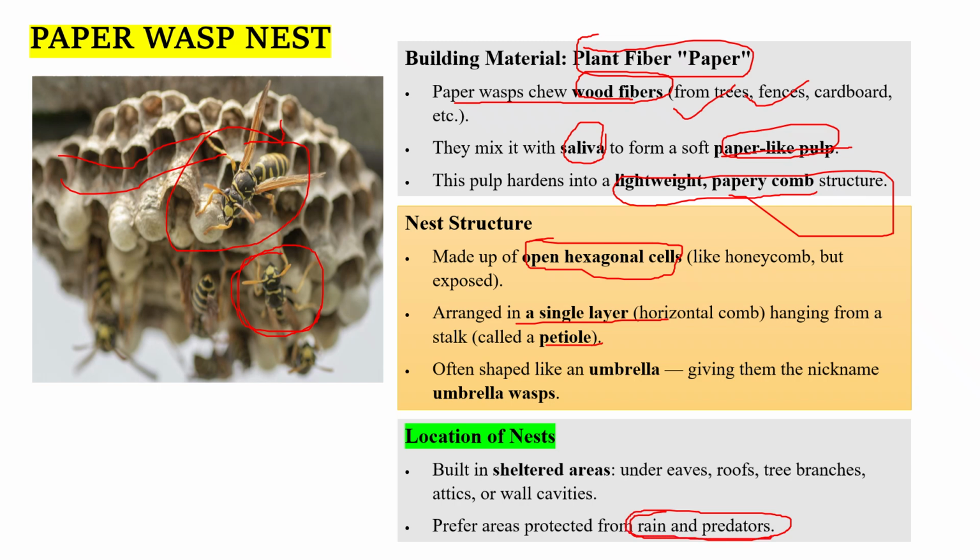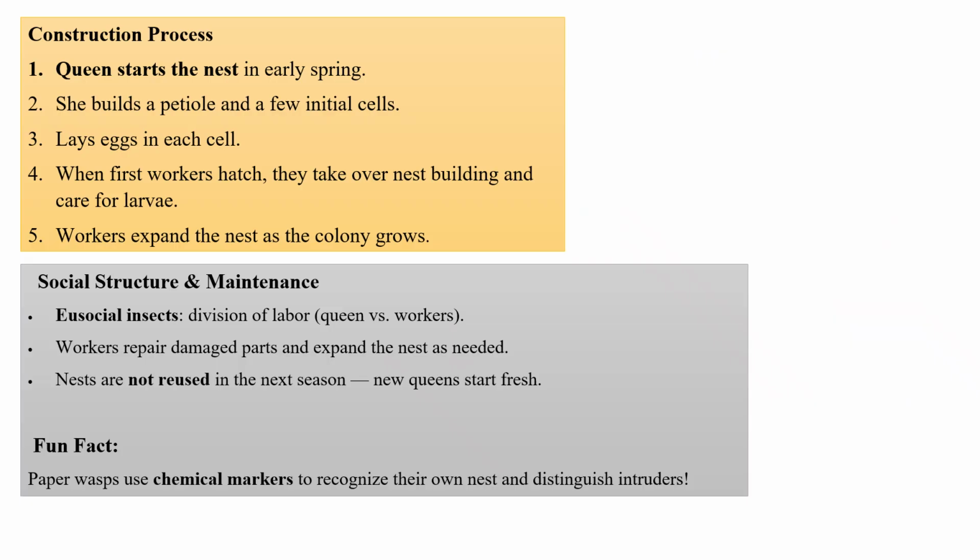Okay, so this is the thing. The first point was, it is made from paper pulp or wood fibers mixed with saliva, and using that they construct the nest. It is an open hexagonal structure with a single layer of cells hanging from the petiole, and it is often called umbrella wasp because of the shape of the nest. And the location is in attics and other higher or top areas.